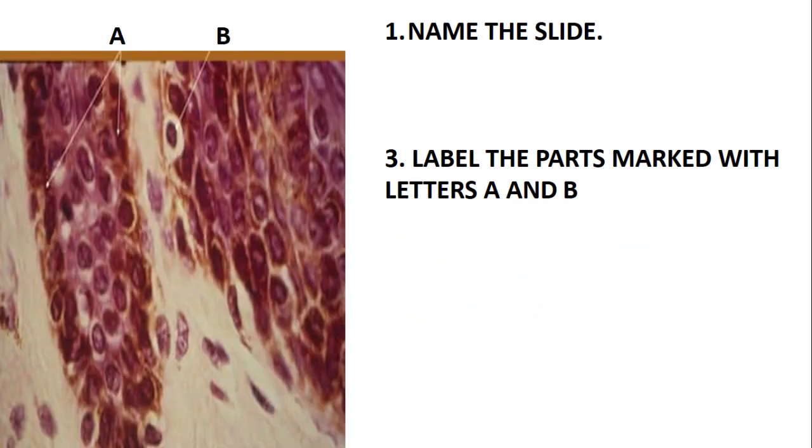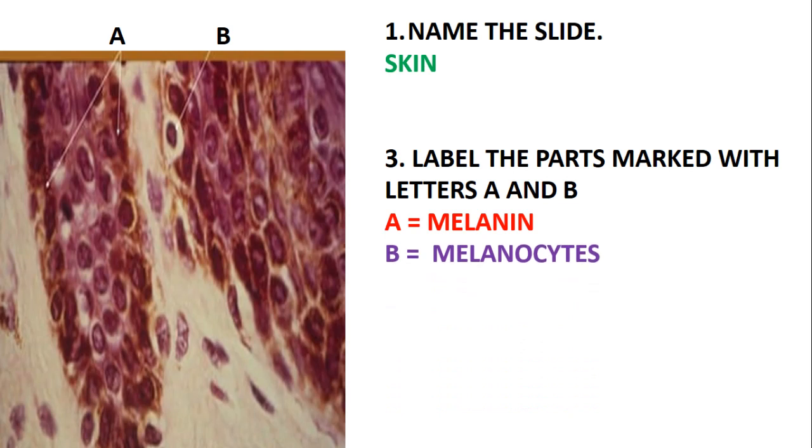Okay. The next slide has a question which is name the slide. So this slide is still the skin, and if you look at this slide, we are simply looking at the presence of the melanocytes. The melanocytes are the ones which have helped me to identify that this is the skin. Label the parts marked with letters A and B. So A is just melanin, and B is just the melanocyte. Remember, melanin is normally produced by the melanocyte, and the embryonic origin of these melanocytes, which are pigment cells, is just the neural crest.